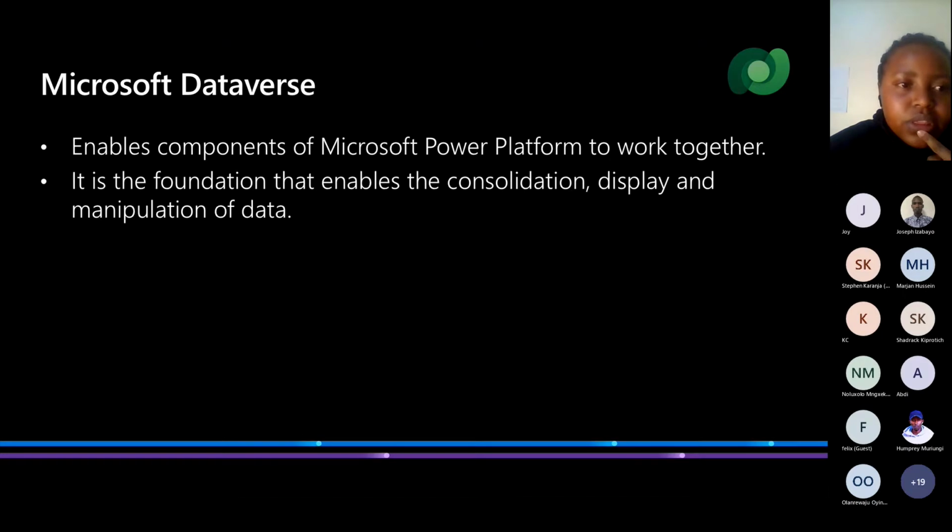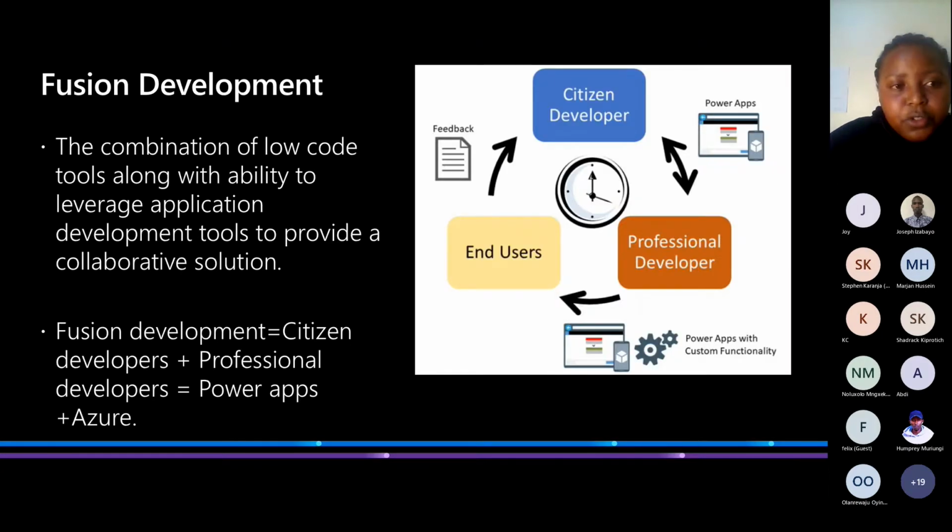There's also the point of fusion development. Fusion development is the combination of low-code tools along with the ability to leverage application development tools to provide collaborative solutions. This is where a citizen developer, that is a power user, and a professional developer come together to build a great solution. Sometimes the apps we create can miss some functionality, and that's why professional developers come in, combining Power Apps plus Azure. My co-speaker will speak about how to get into Azure for the students in this meeting, so please stay tuned.